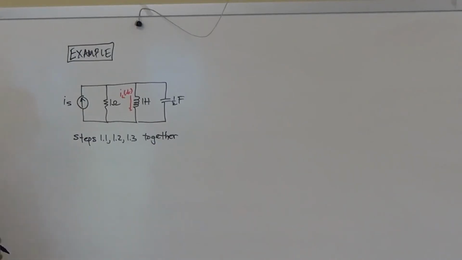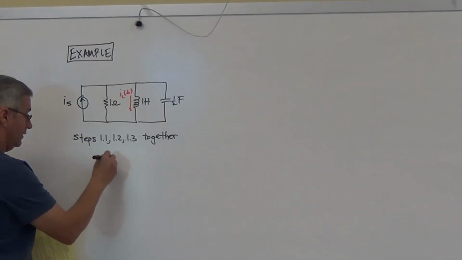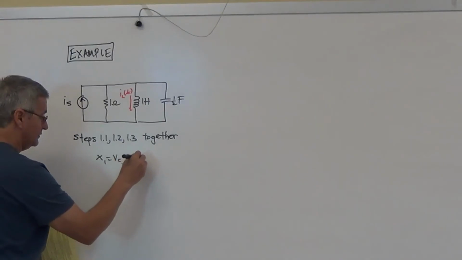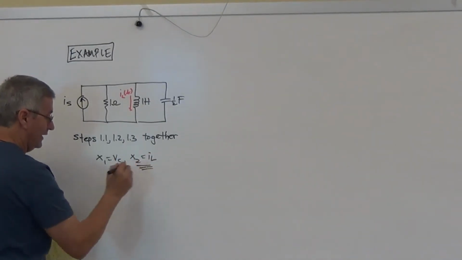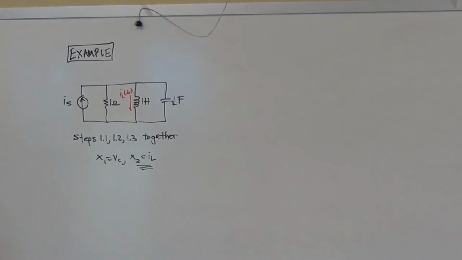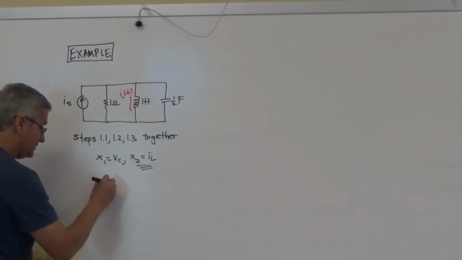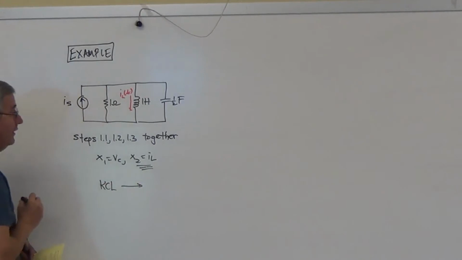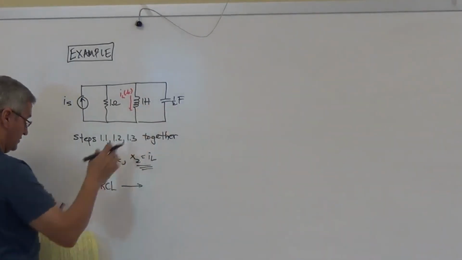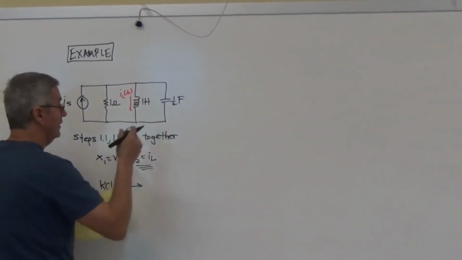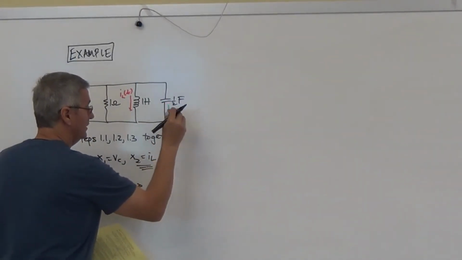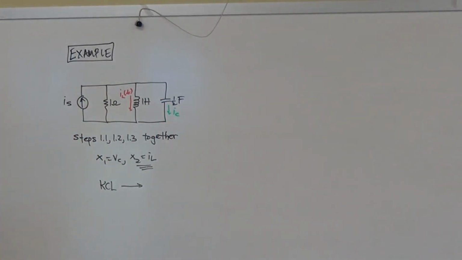So the way I'm going to look at it, I'm going to set x1 to VC, x2 to IL. That's what we're solving for right there. Once I do that, I've got to apply KCL to relate IL and IC. So I'm going to go KCL, and that means here I've got to relate that current and this current. If I look at this current, you can see that the current is going to go down.